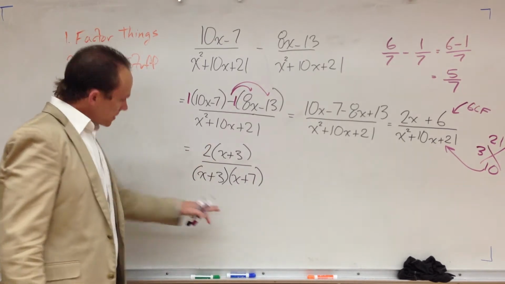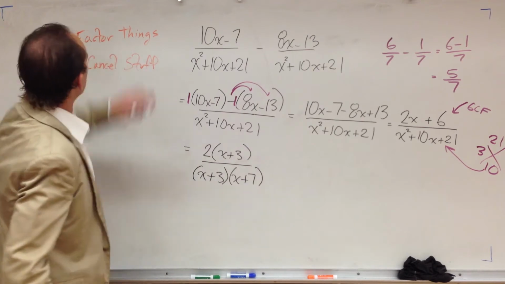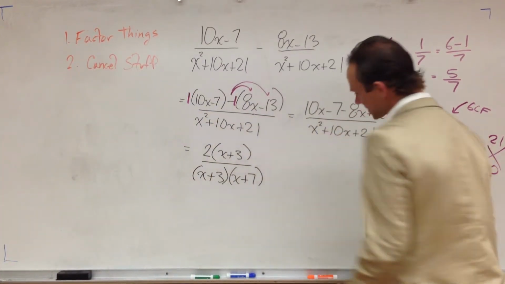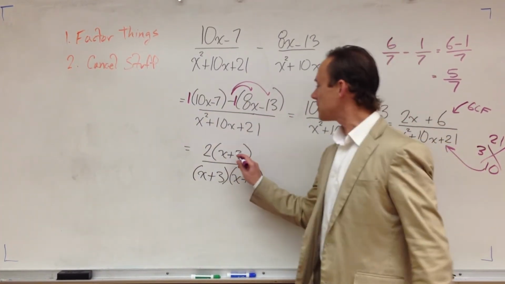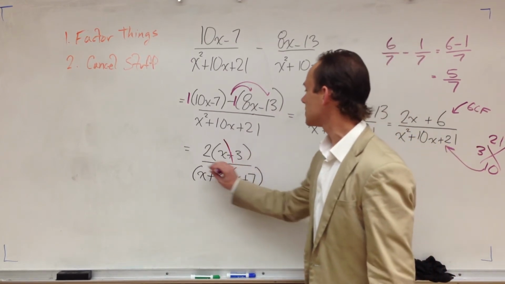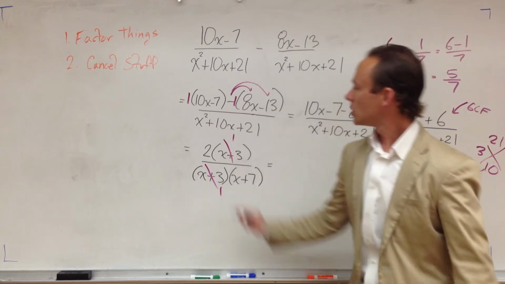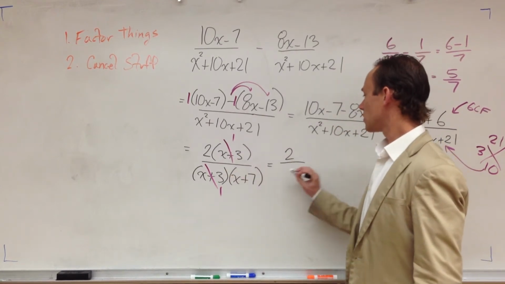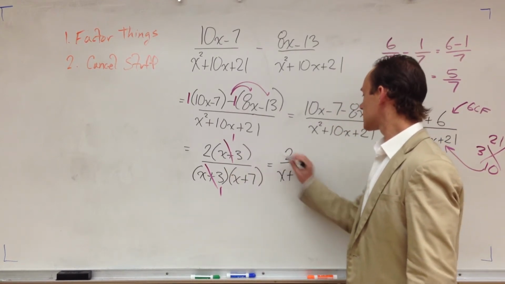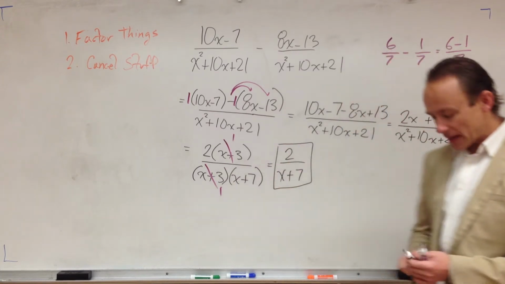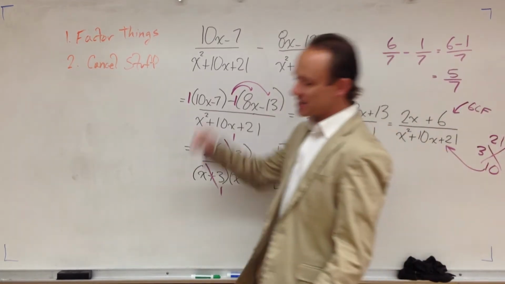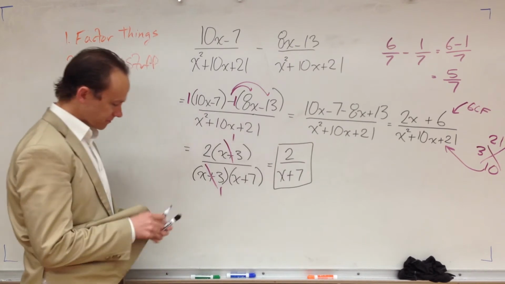All right, the top, the bottom, they're totally factored, so we have factored things. Lastly, let us cancel some stuff. We are multiplying by x plus 3 and dividing by x plus 3, so these are going to cancel. And we are going to end up with 2 over x plus 7. Put a square around that, because that, my friends, is the answer.